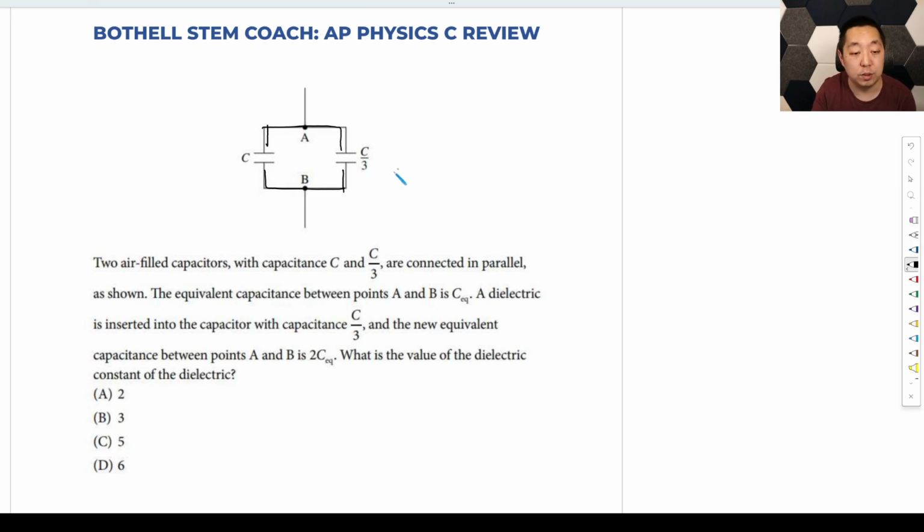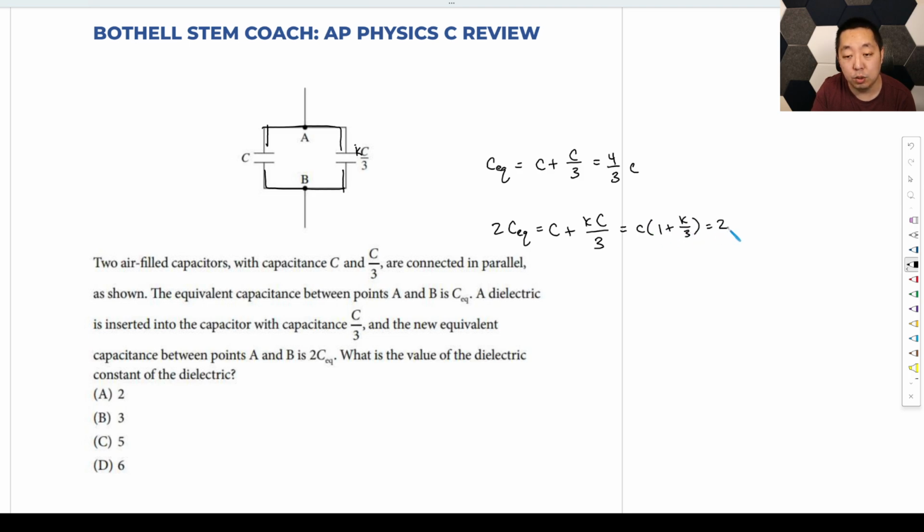So this is a combination. Right now, C_eq, because these are parallel, is C plus C over 3. They're parallel, so we add them up. That's 4/3 C. Once I add the dielectric, the capacitance changes. The new equivalent capacitance is going to be C plus kappa C over 3, because remember, the dielectric constant will increase that capacitance. If you factor out a C, this is C times 1 plus kappa over 3.